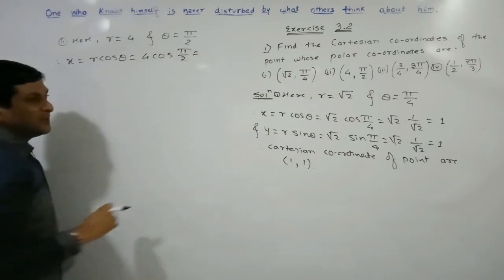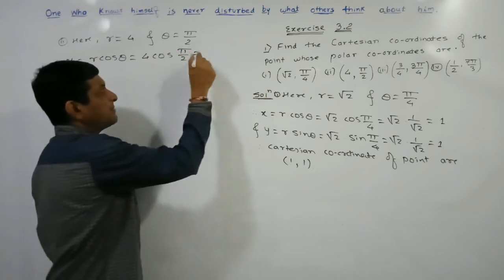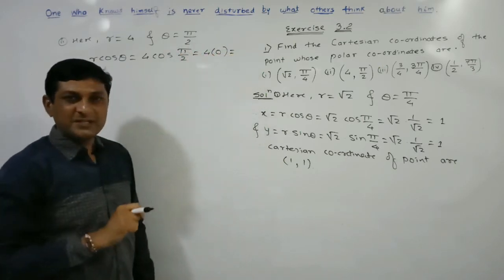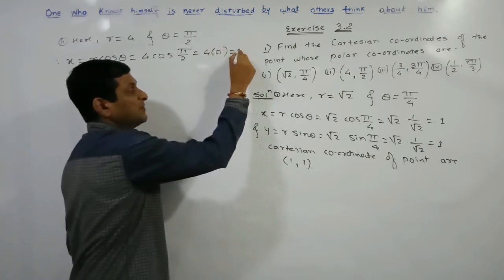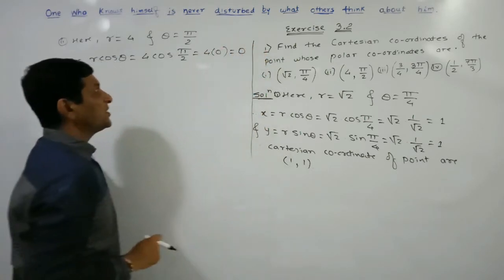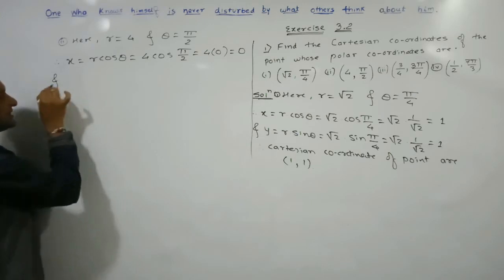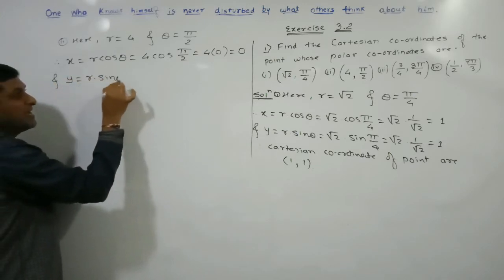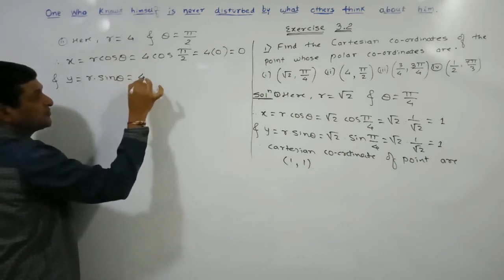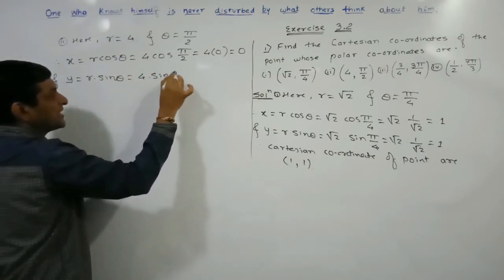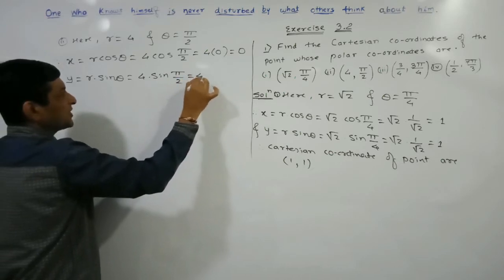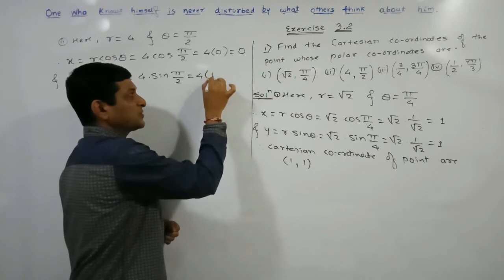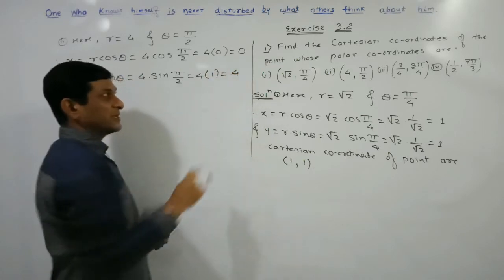Now we substitute the value of cos pi by 2. Cos pi by 2 means cos 90 degrees, and we know that cos 90 is 0, and 0 into any number is 0. In this way we have got the value of x. Using the same method, try to find the value of y. The formula for y is R sine theta. R is 4, so 4 into sine theta, where theta is pi by 2. So 4, keep it as it is. We know sine 90 is equal to 1, and 4 into 1 is 4.